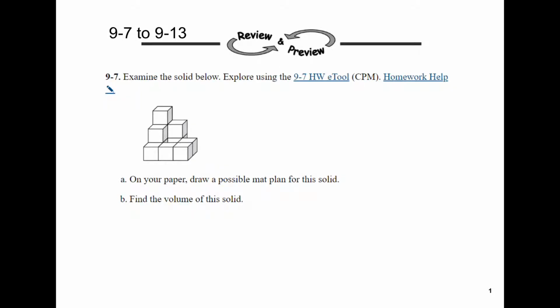Welcome to the review and preview problems 9-7 to 9-13 in the CCG book. 9-7 says, examine the solid below. On your paper, draw a possible map plan for this solid.